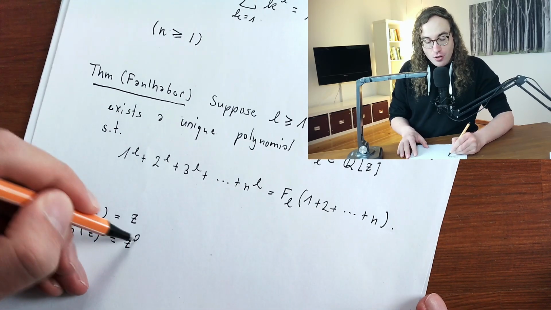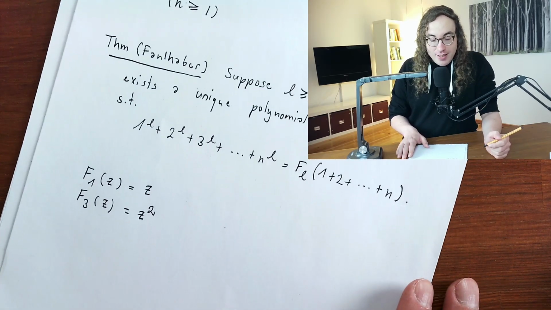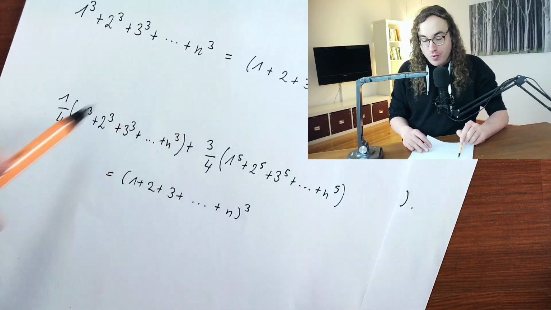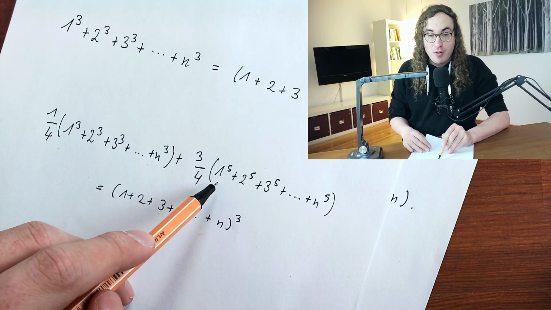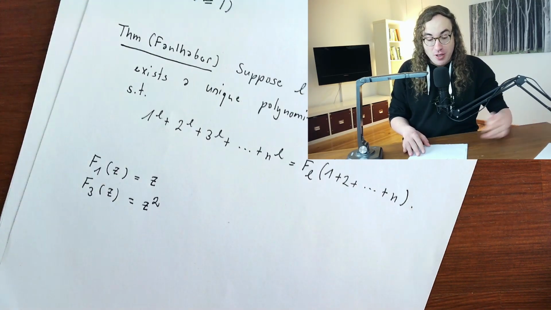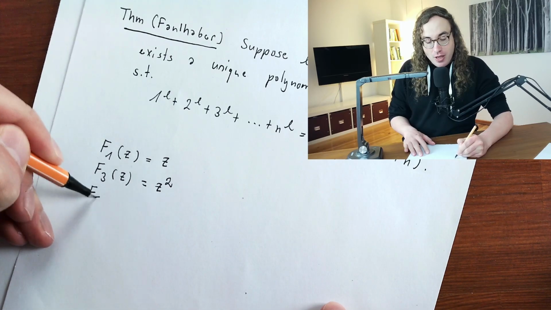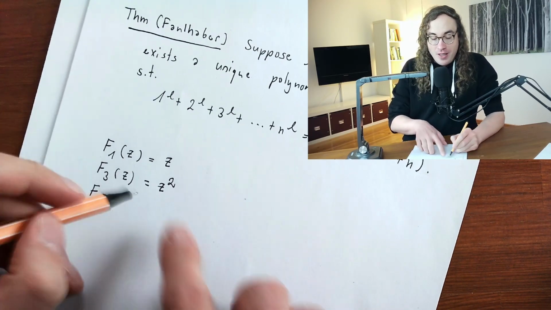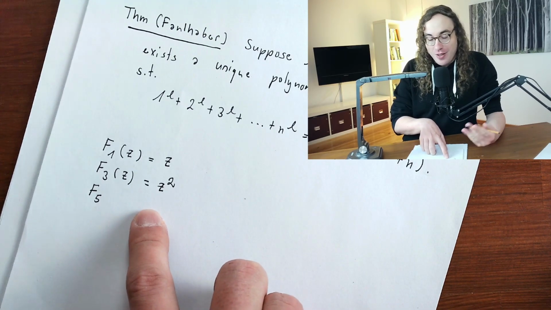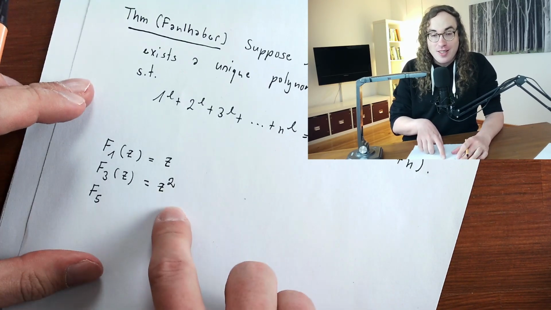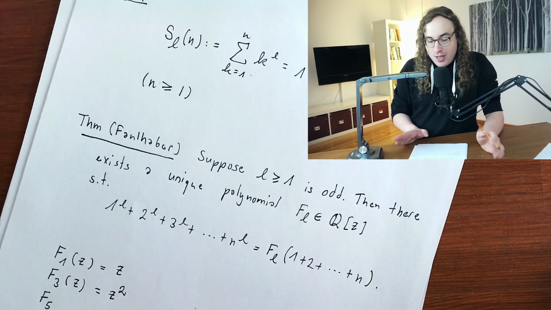z squared. And if you want to go further, to also say something about expressions like these, then you would also need the fifth power expression. So then you would need to compute F5. And I will not tell you what F5 is. I can just tell you that the polynomials will get more complicated as you go up in the powers L. So they're not as easy as these. Okay, but now let's prove this theorem.